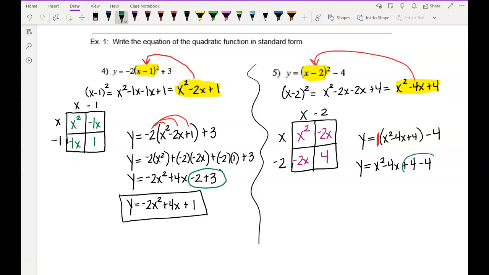And again, making sure I combine. This time, plus 4 and minus 4 give me y equals x squared minus 4x plus 0, which we wouldn't write in our final answer. This would be y equals x squared minus 4x.